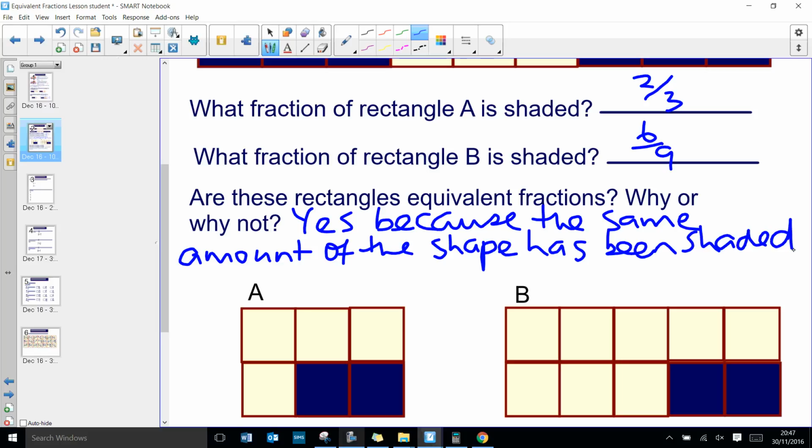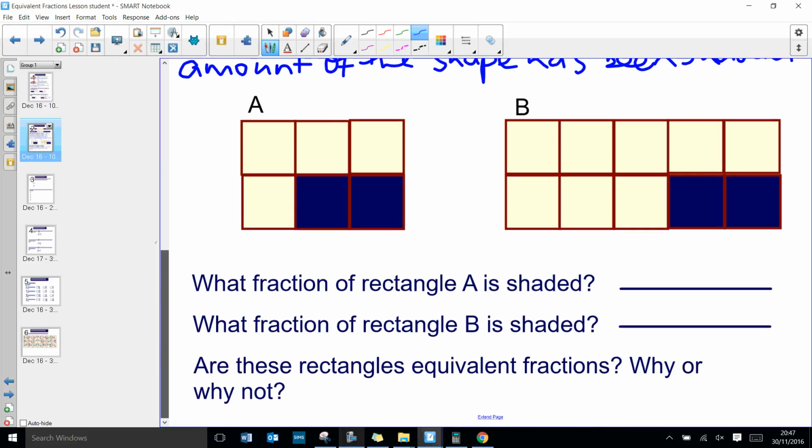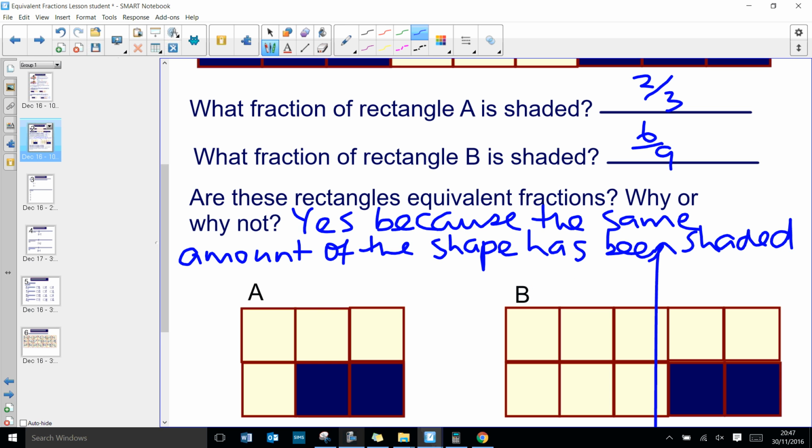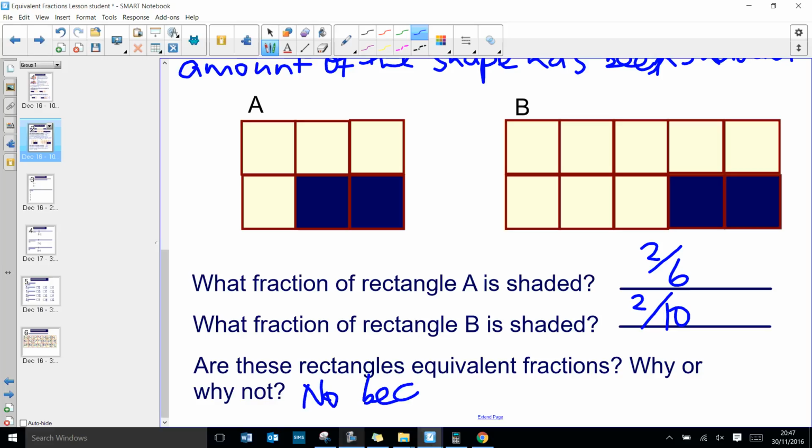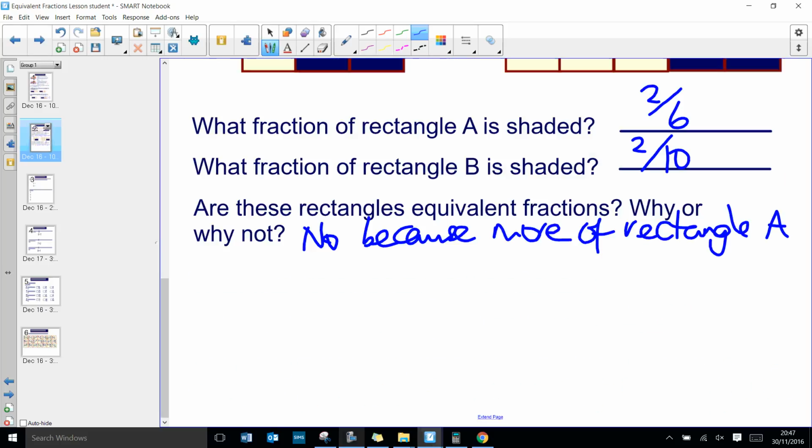And a similar question here. What fraction of rectangle A is shaded? So that would be 2 out of 6. And here we have 2 out of 10. Are these equivalent? No, because more of rectangle A has been shaded, so yeah, they are not equivalent.